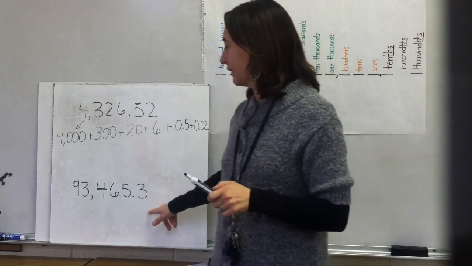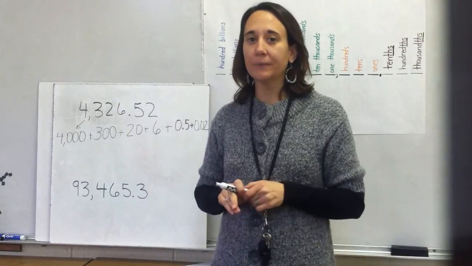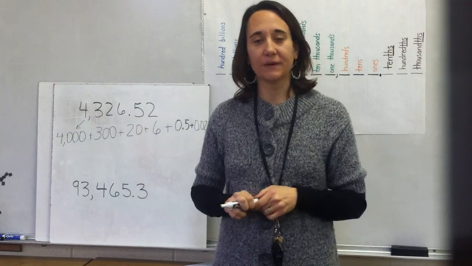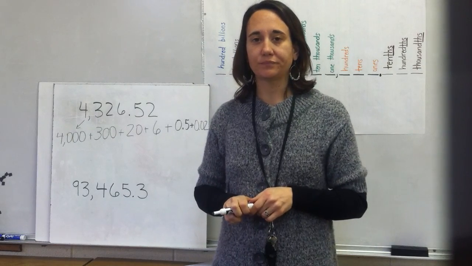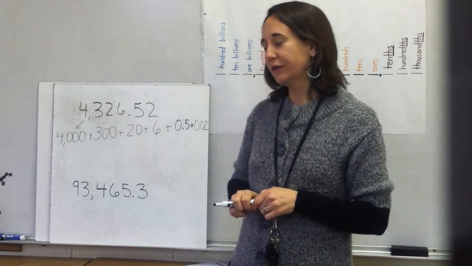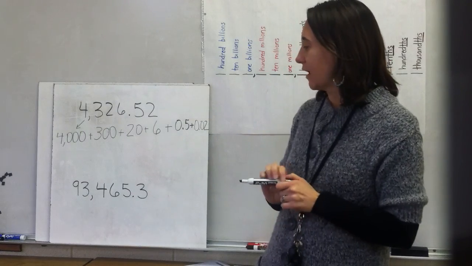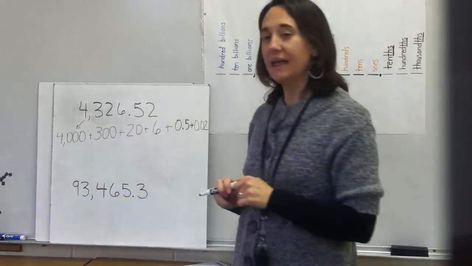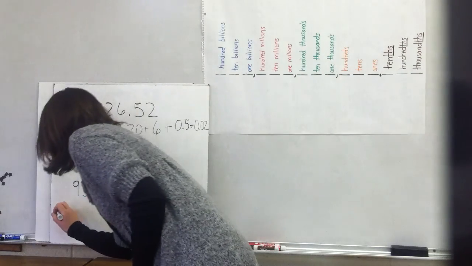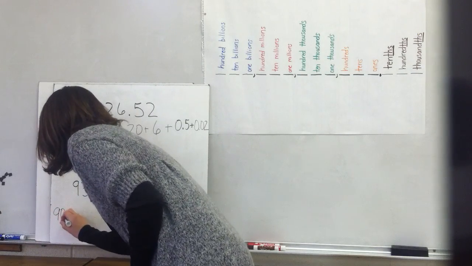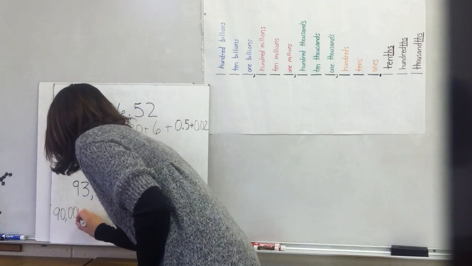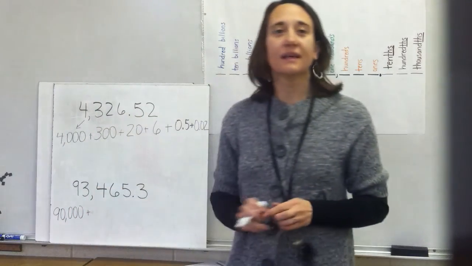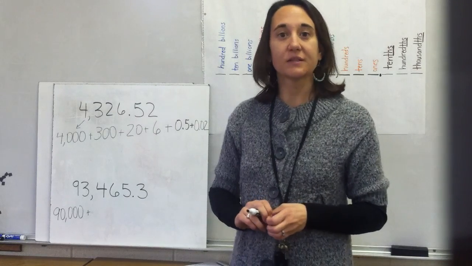Now I want you to take a look at this, pause the video, and try to write it by yourself in expanded form. Okay, hopefully you have unpaused the video now, and we'll go over it. This first 9 is in the 10,000s place, so it's 90,000. The 3 is in the thousands place, so it's 3,000.